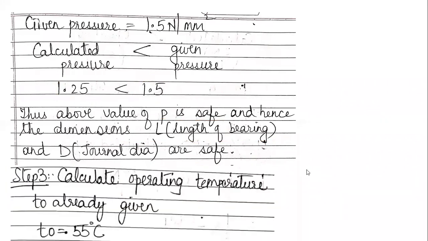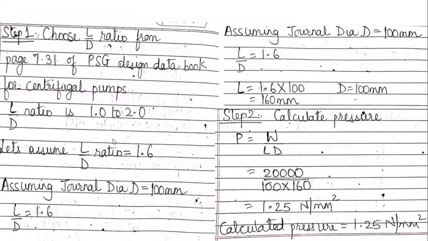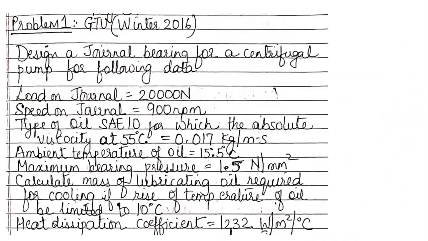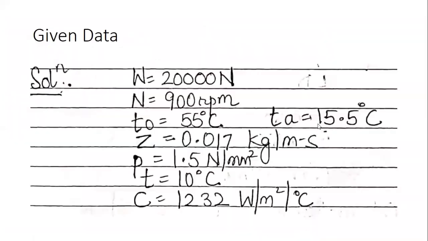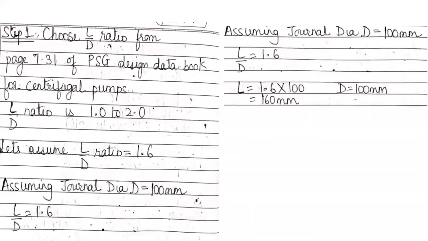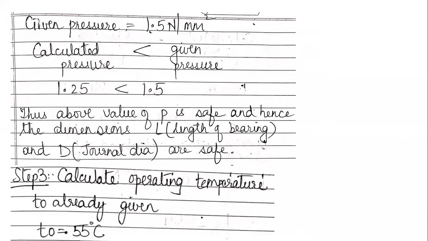Next, we have to calculate the operating temperature, but in our numerical, they have already given us the operating temperature, that is 55 degrees C. You can see here, type of oil is SAE 10, for which the absolute viscosity at 55 degrees C. This is our operating temperature. This is our ambient temperature, TA. But TO is our operating temperature. So no need to do the third step because it is already done. Operating temperature we have with us.